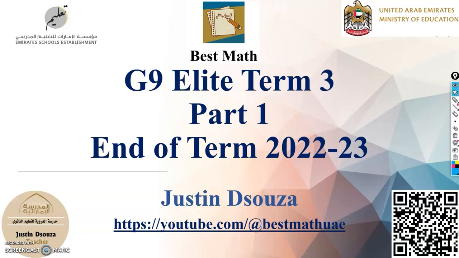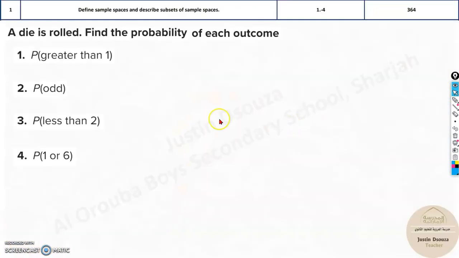Part 1 is supposed to be the easier one. And to be very honest, the part 1 first topic is among the easiest. So now we will begin with the first explanation topic. This is about sample spaces, subsets, basically about probability. Though they have told define sample spaces, these are the questions mentioned. Find the probability of each outcome.